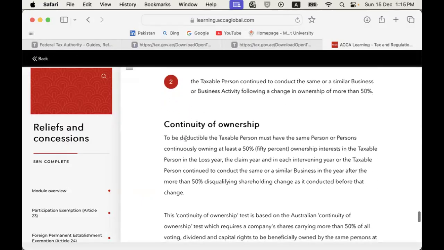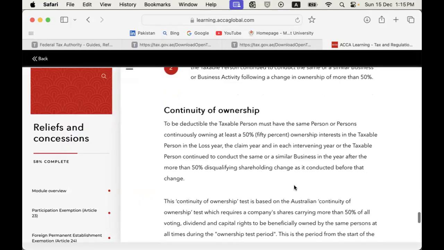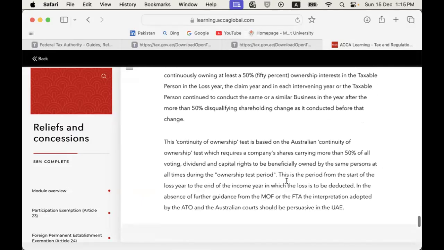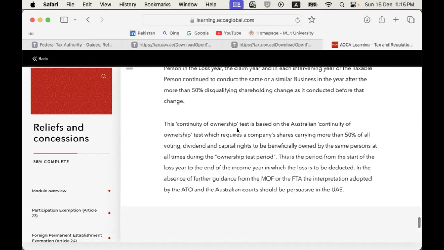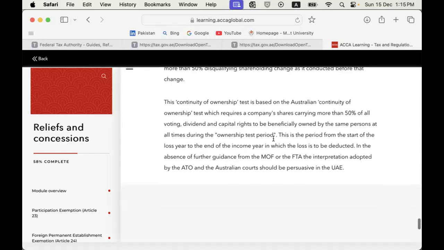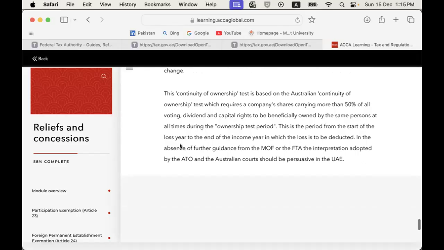Continuity of ownership, we said: to be deductible, the taxable person must have the same person or persons continuing ownership of at least 50% during the tax year, the claim year and the intervening years, or the taxable person continues to conduct the same or similar business activity. I think they will discuss this now. The continuity of ownership test is based on the Australian continuity of ownership test, which requires the company's shares carrying more than 50% of all voting, dividend and capital gains rights to be beneficially owned by the same persons at all times during the ownership test period.